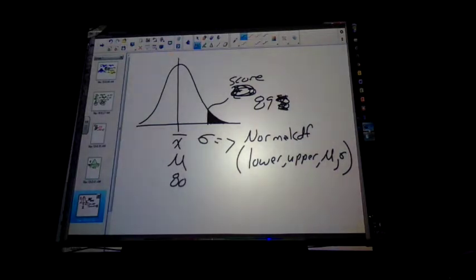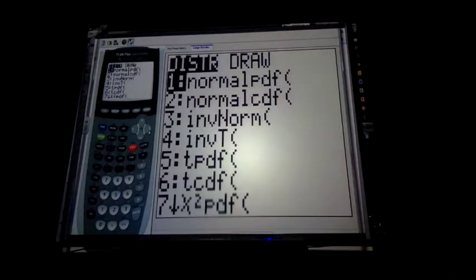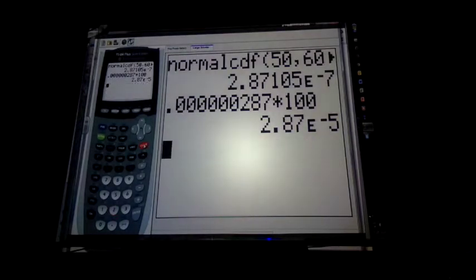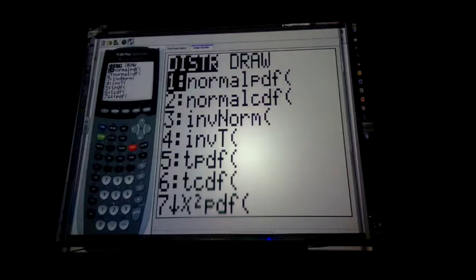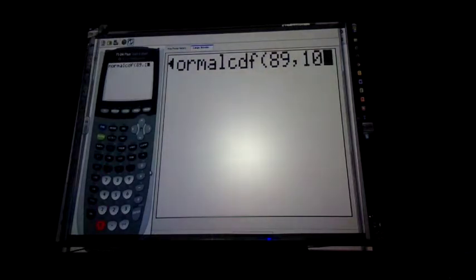So, let's think about this. So I'm going to go second vars, normal CDF. My lower bound's 89. I want my upper bound to be much bigger. So should I grab 90? No, pick a bigger number, like 1,000, 10,000, doesn't matter.